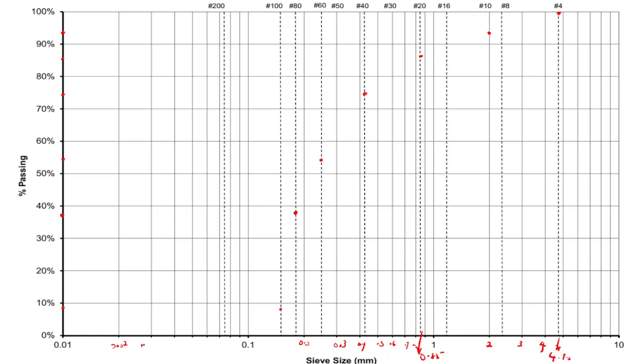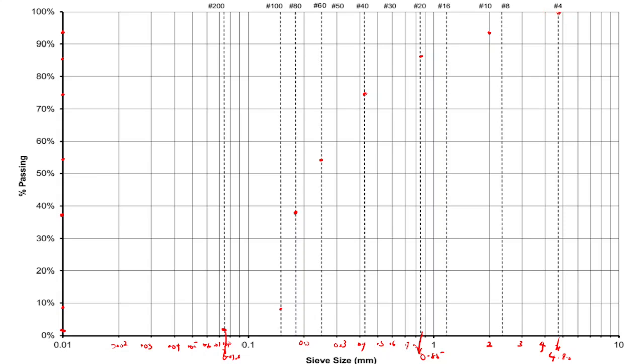0.02, 0.03, 0.04, 0.05, 0.06, 0.07, 0.075. So this is 0.075. So this is our 2.3, right? We just trace it down and this is 0.075.